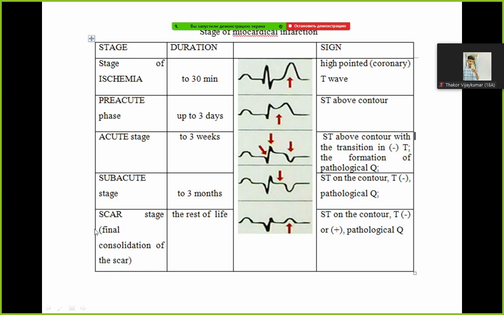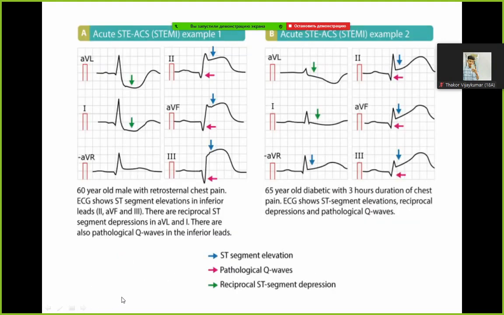negative T. And scar stage, the final stage, which lasts for the rest of the life, is characterized by presence of pathological Q, ST segment is on baseline, and T wave positive. R wave is reduced. So this is the examples of STEMI, different types of STEMI.